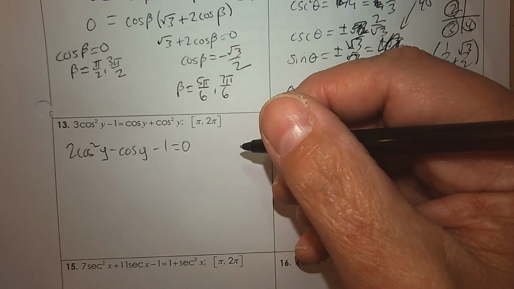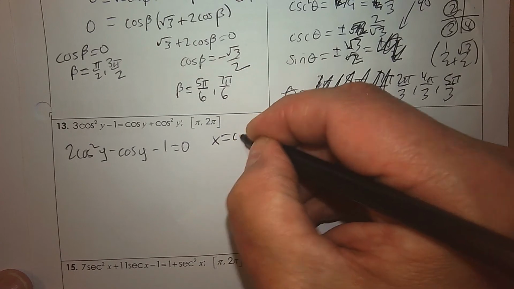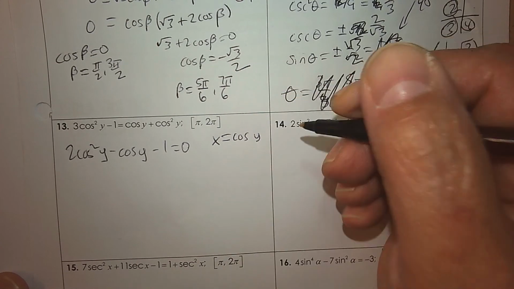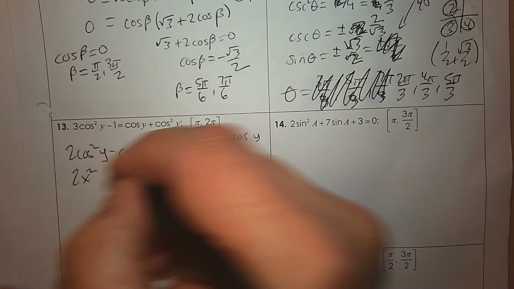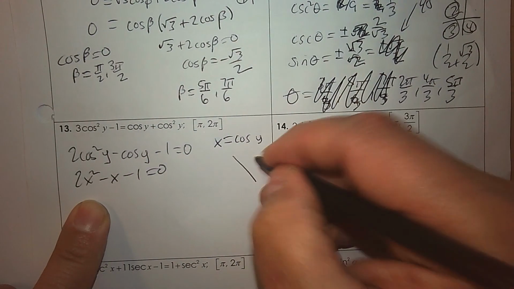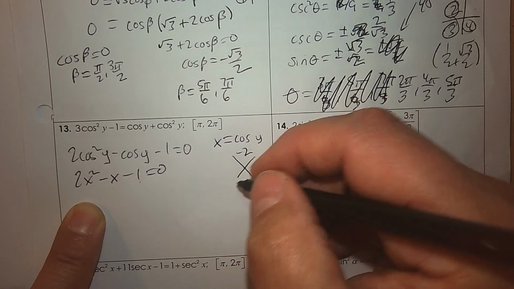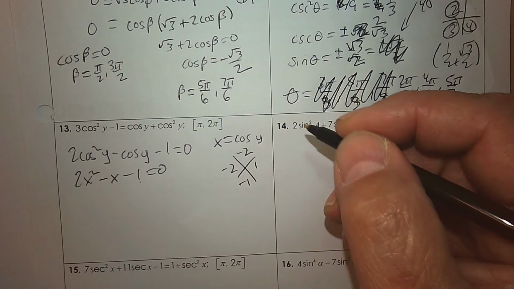Let me show you an algebra technique here that would be helpful. Let x equal cosine y. That means this is 2x squared minus x minus 1. So I don't have to worry about trigonometry here. 2 times negative 1 is negative 2. So to factor this, the two numbers I'm going to use are negative 2 and 1.